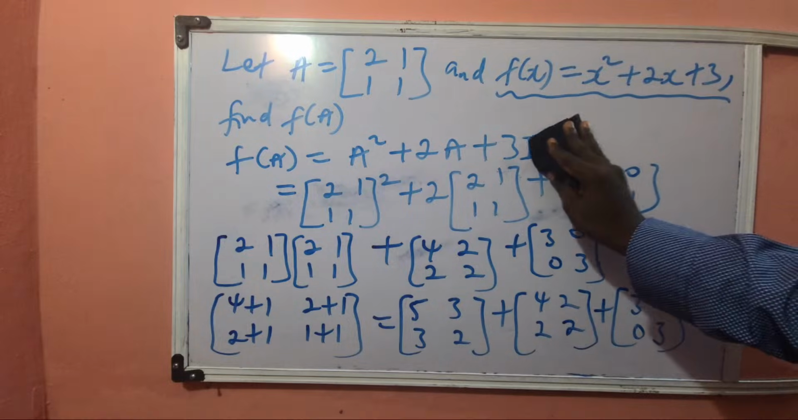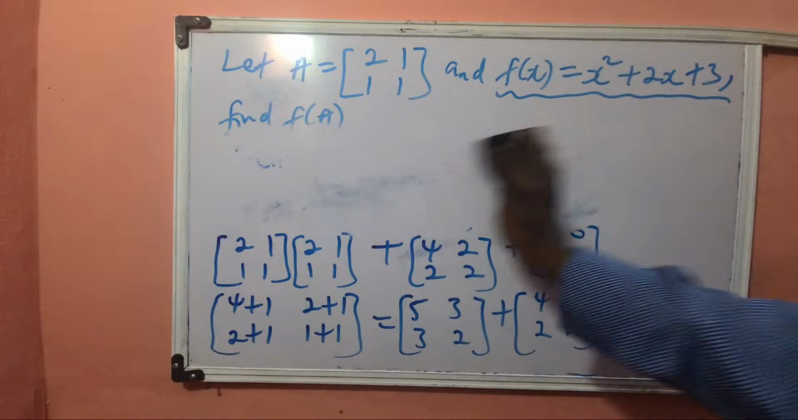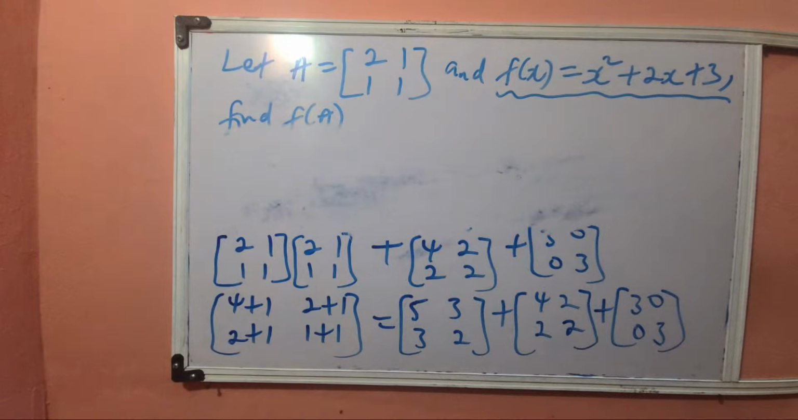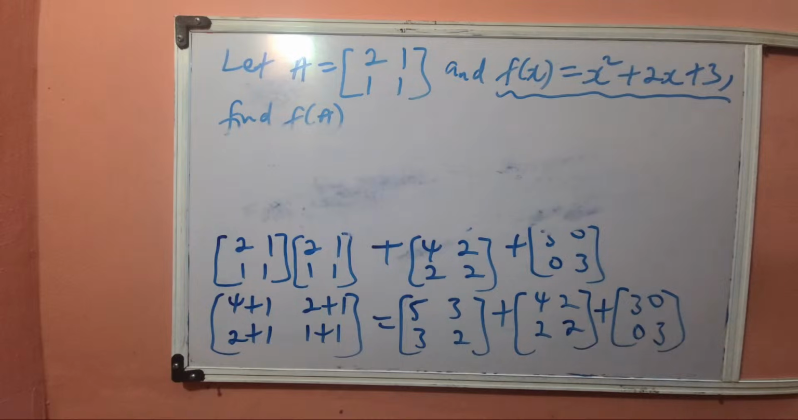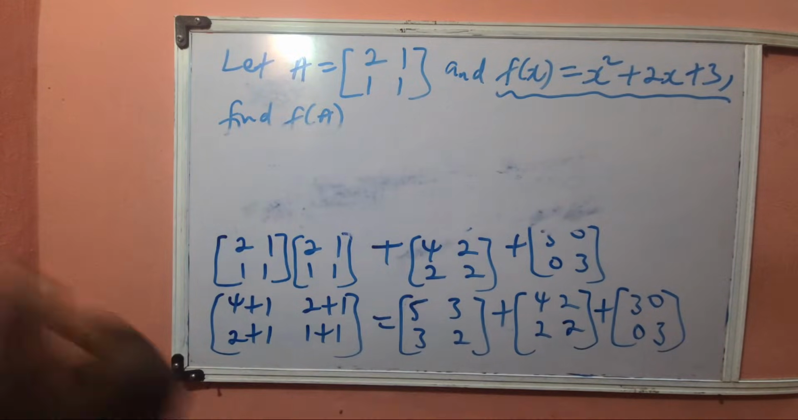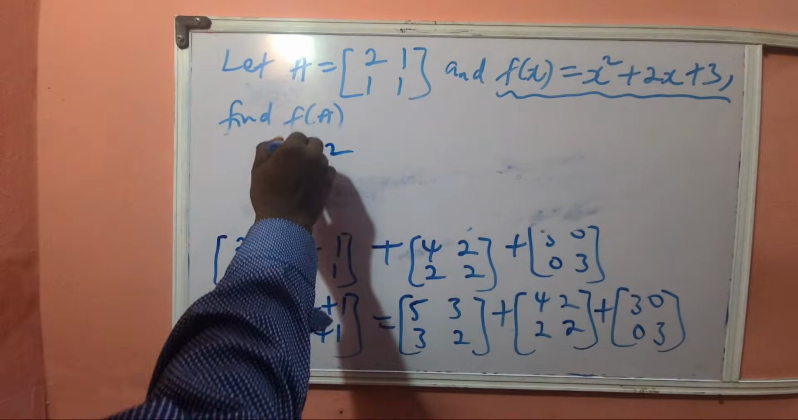Now, my final answer for f of A will now be what? Matrix addition: 5 plus 4 plus 3. You add each of the various elements in their order. So 5 plus 4 is 9 plus 3, that's 12. So the very first answer will be 12.